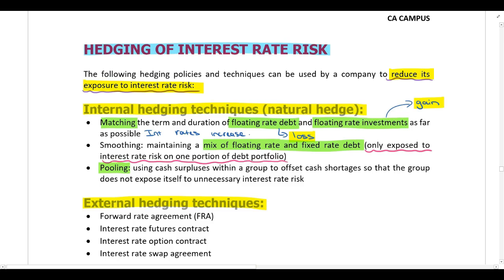Lastly, what companies can do is they can pool. So they can use cash surpluses within the group and offset this against cash shortages so that they don't expose themselves to unnecessary interest rate risk.